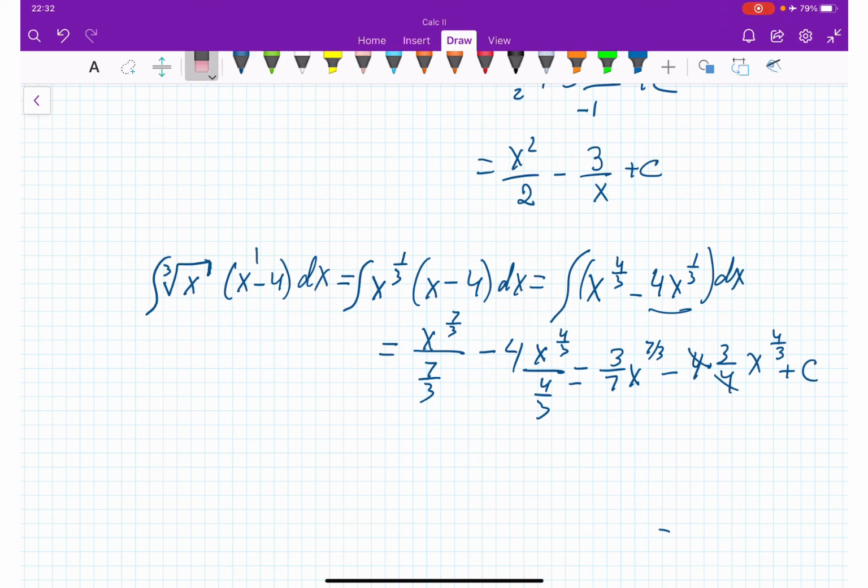Okay, so let me rewrite clean. Okay, this is equal 3 over 7 x to power 7 over 3 minus 3 x to power 4 over 3 and plus constant, plus c. Okay.